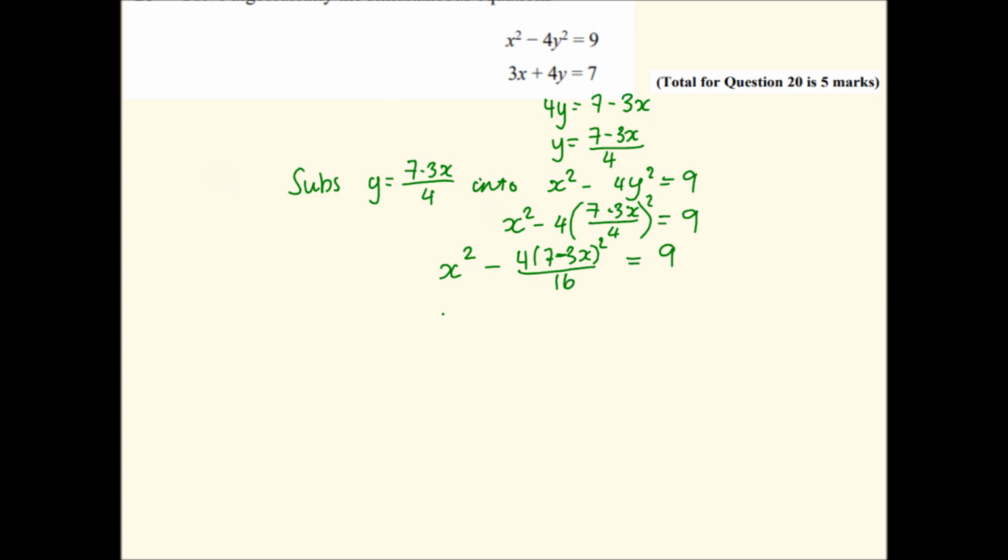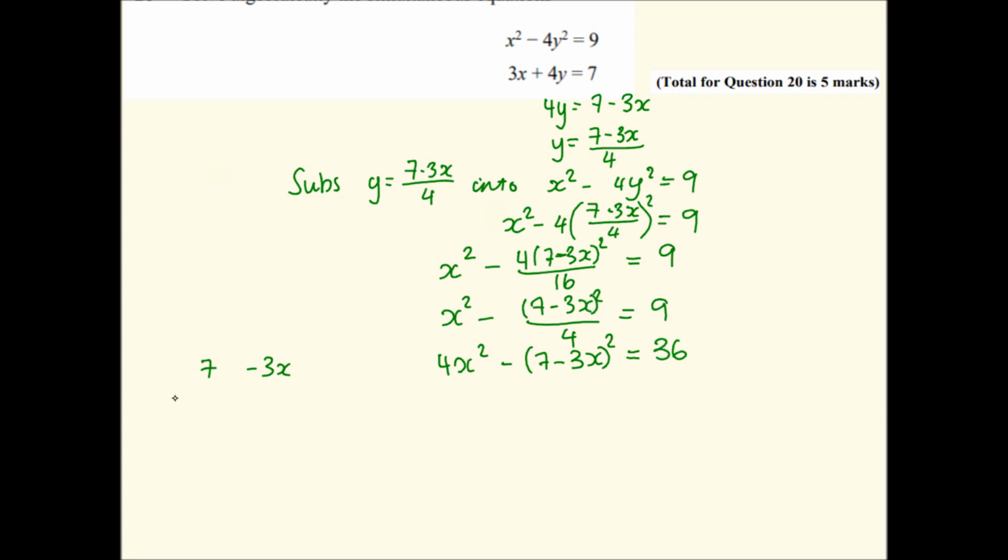I can simplify that. If I divide through by 4, that's going to give me (7 minus 3x) all squared over 4. And let's get rid of that fraction now by multiplying through by 4. So 4x squared minus (7 minus 3x) all squared. And I've got to multiply that 9 by 4 as well. That gives me 36. So now we need to expand the bracket.